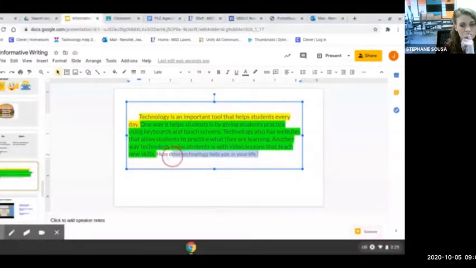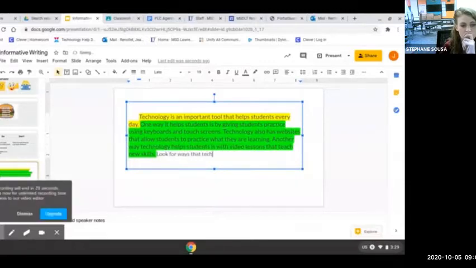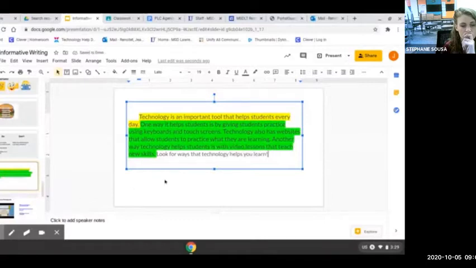I could also give a command. I could say something like, look for ways that technology helps you learn. Whatever way you conclude, make sure you restate your topic sentence in an interesting way.